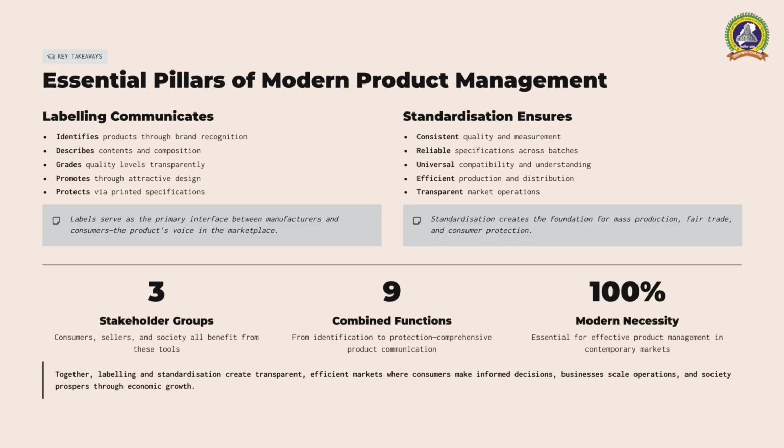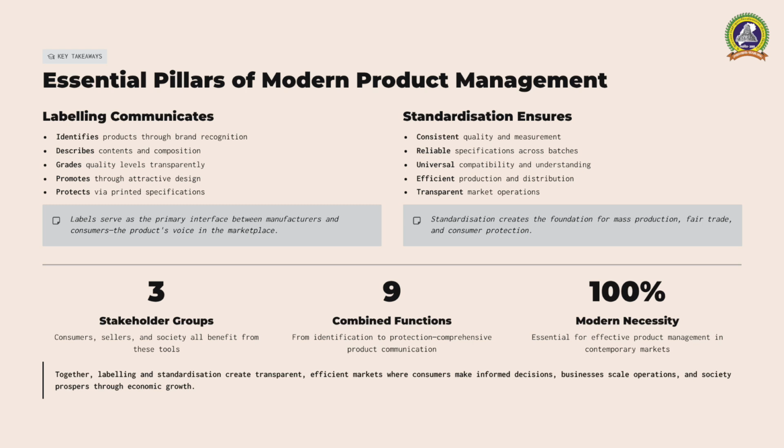Let us conclude this session. As we have covered significant ground, we established that labeling acts as the communicative arm of the product, providing essential data through brand, grades, descriptive and informative labels. It identifies, promotes and protects.